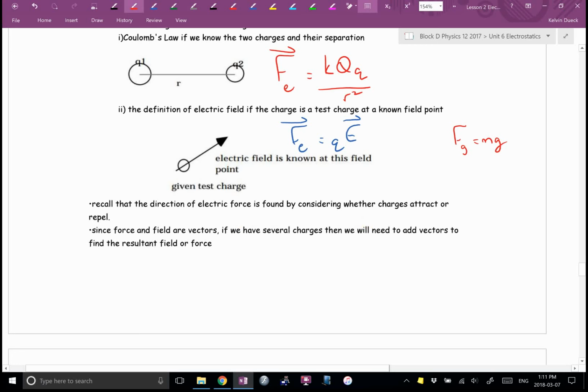Recall that for electric force, direction is found by considering whether charges attract or repel.